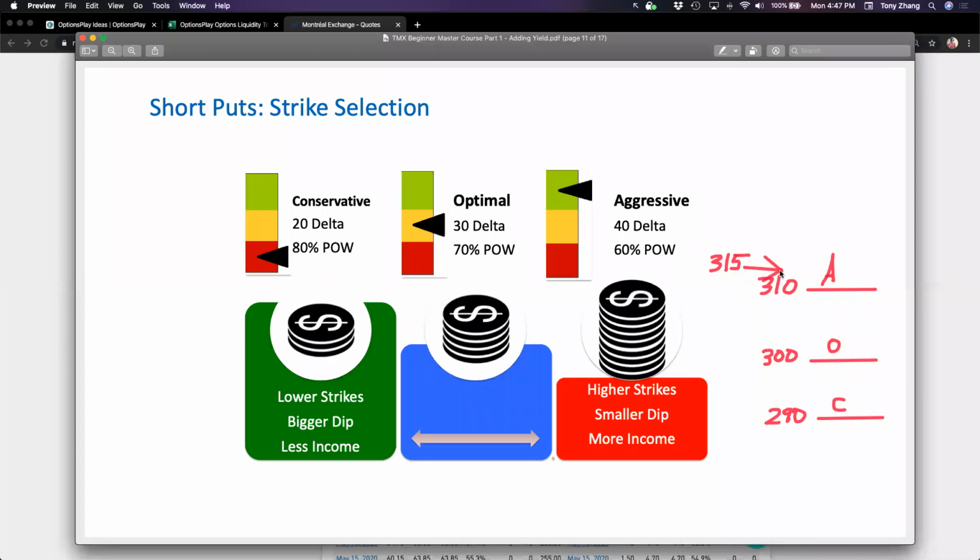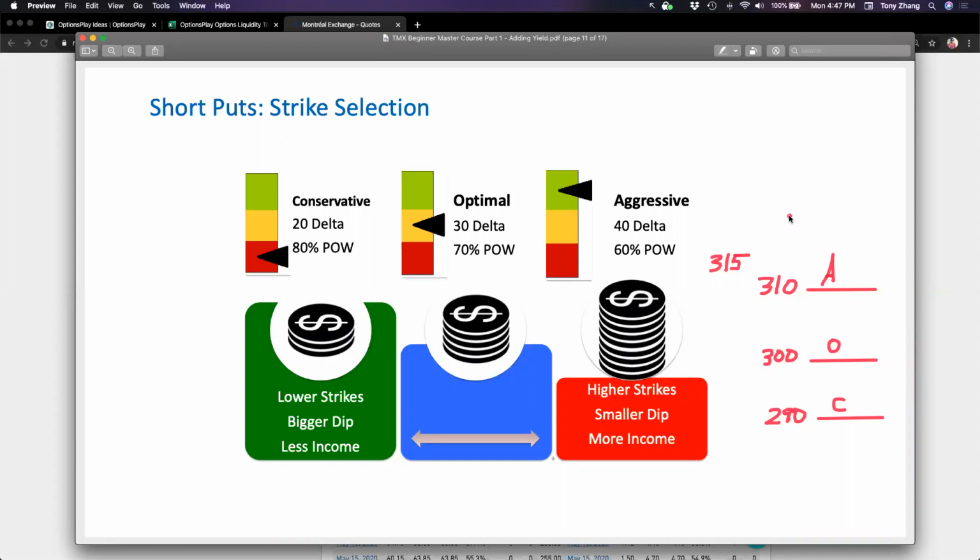So the question becomes, which strike price should you choose if you are selling a put option? And I'm curious if anyone wants to venture a guess. You can type into the chat window A, O, or C, which one you think you would choose if you were selling a put option. A for aggressive, O for optimal, or C for conservative. I see a lot of O's, a few A's, but a lot of O's.